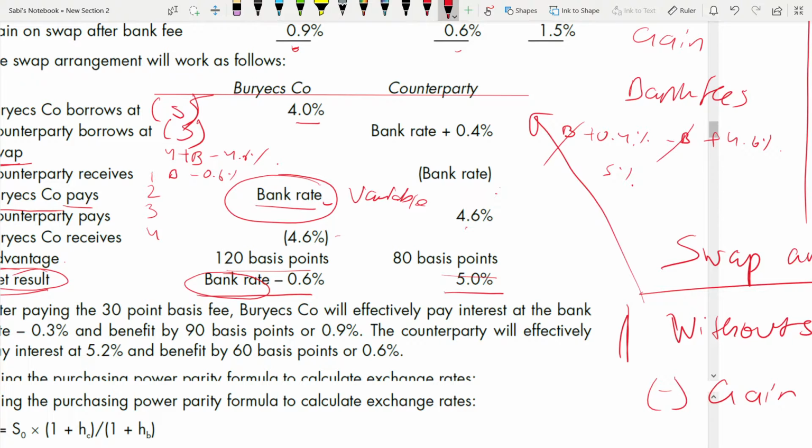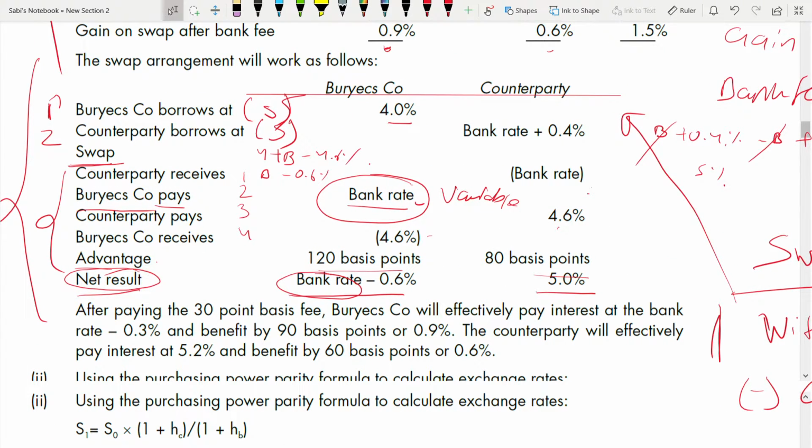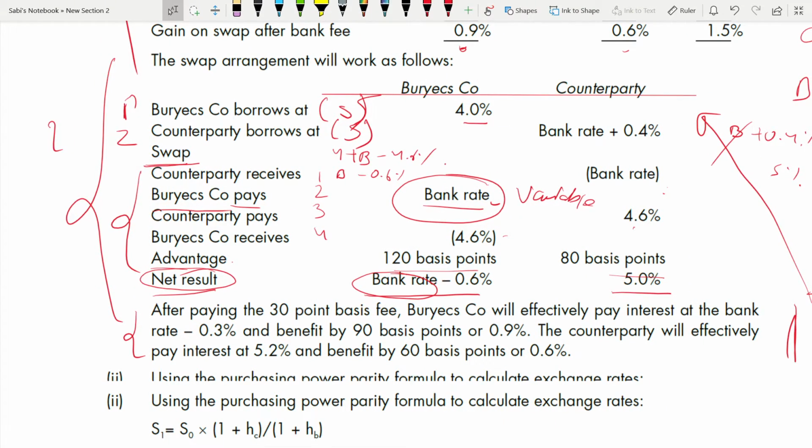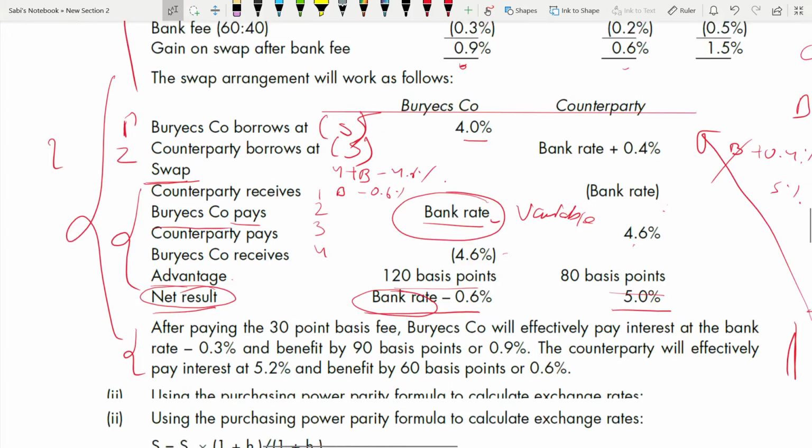So isn't swap easy now, right? It just needs practice, 2 or 3 questions regarding swap using different numbers, and once you get this perfect. Now this portion you are just explaining in words. You need to explain in words. They told you, you are getting 1 mark for that. So after paying the 30 basis point fee, just check here. Bank fee is 30 basis points for Brewers company.